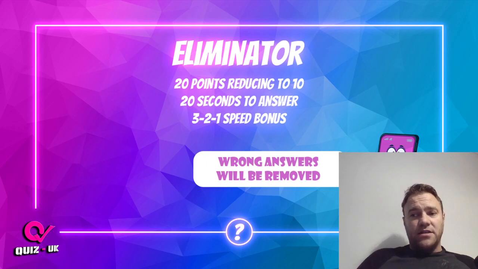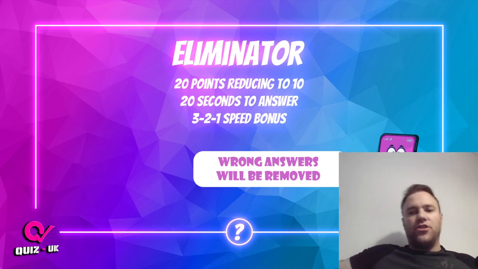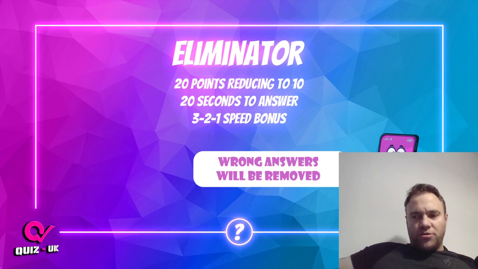Every 4 seconds, one of the wrong answers will disappear, which means the longer you leave it, the easier it gets. But because of that, the points go down with the timer from 20 to 10. You've still got your 3, 2, 1 speed bonus, and you've got 20 seconds to answer. Alright, that's it. I also sometimes add, I'll say the 20 points go down to 10, so let's say I'll do all multiple choice, 6 options to choose from. You've got 20 seconds to answer.